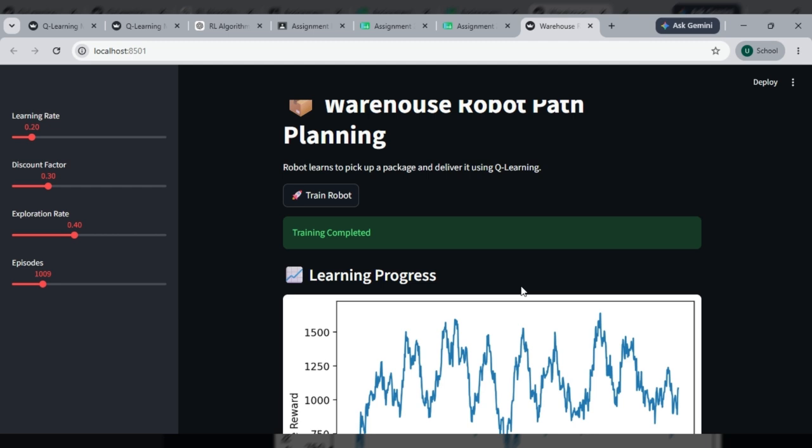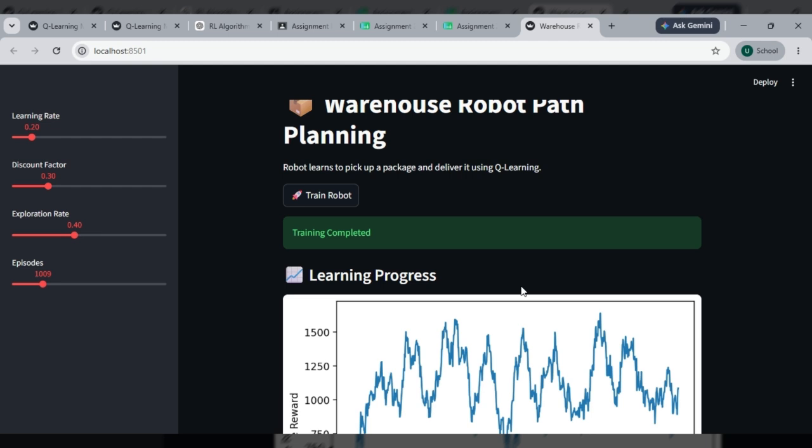The third parameter is the exploration rate. This parameter controls the balance between exploration and exploitation. Exploration means trying a new path, while exploitation means selecting the best path already learned. The fourth parameter is the number of episodes. An episode represents one complete training attempt. In this project, the robot was trained for 99 episodes, allowing it to gain sufficient experience and improve its performance.